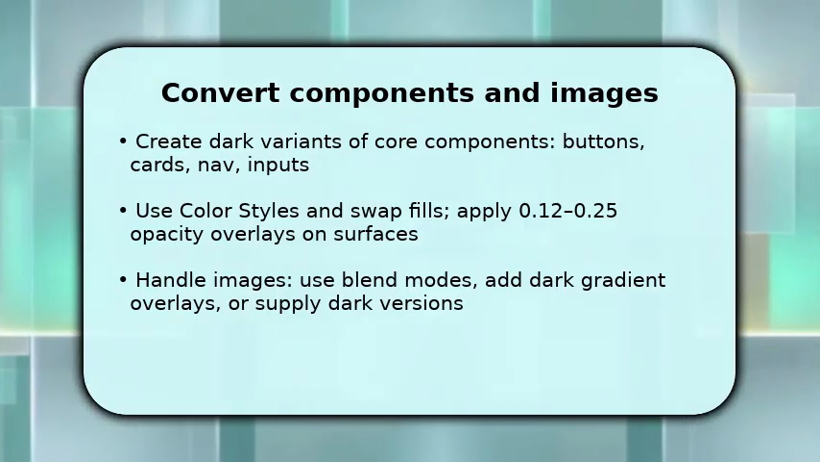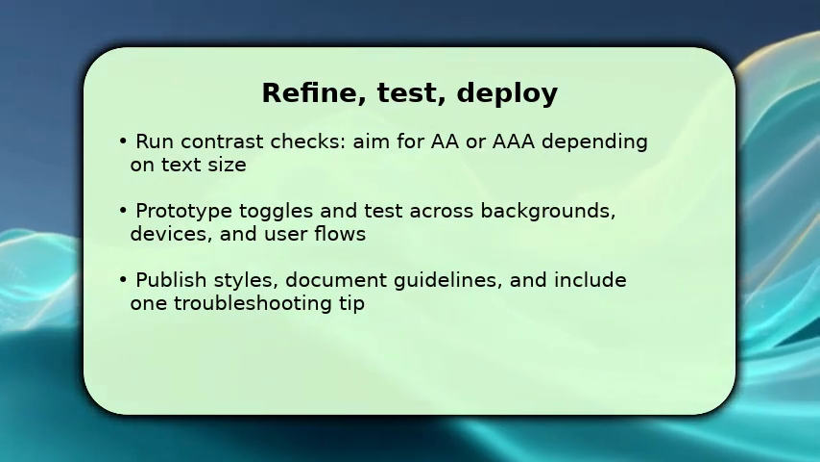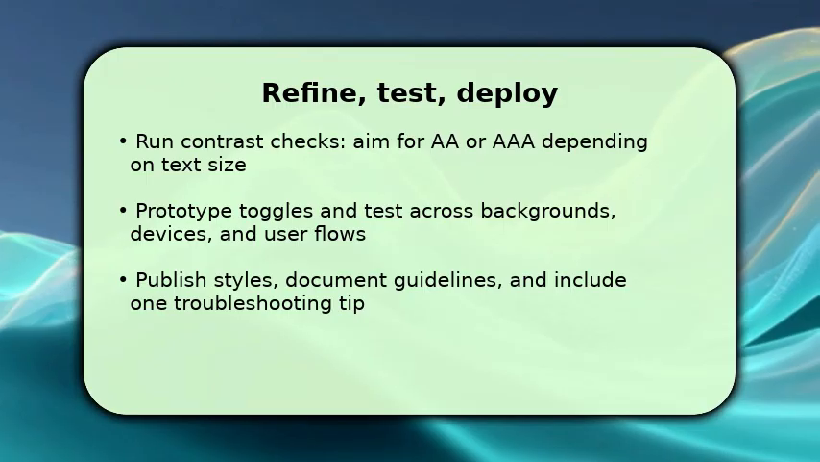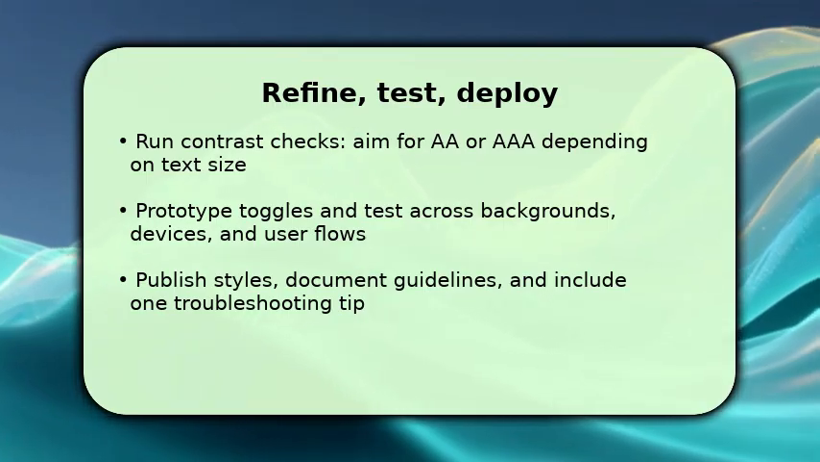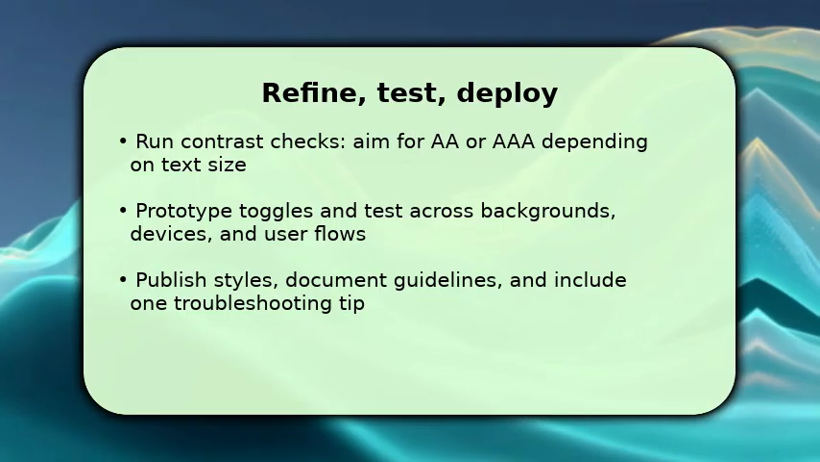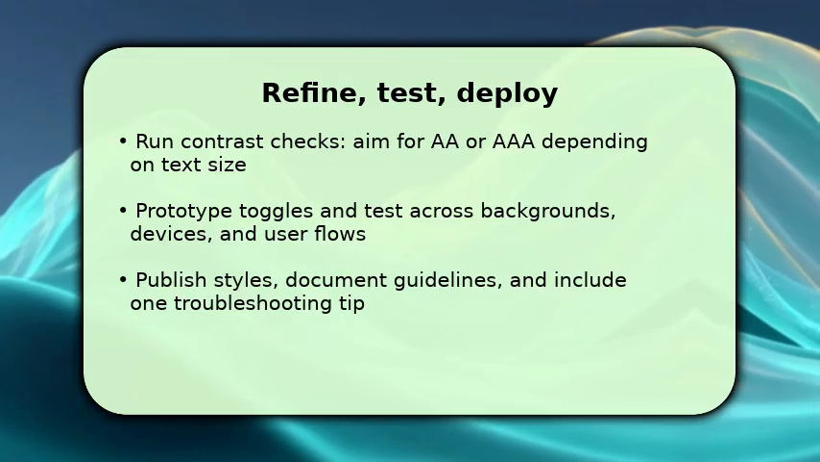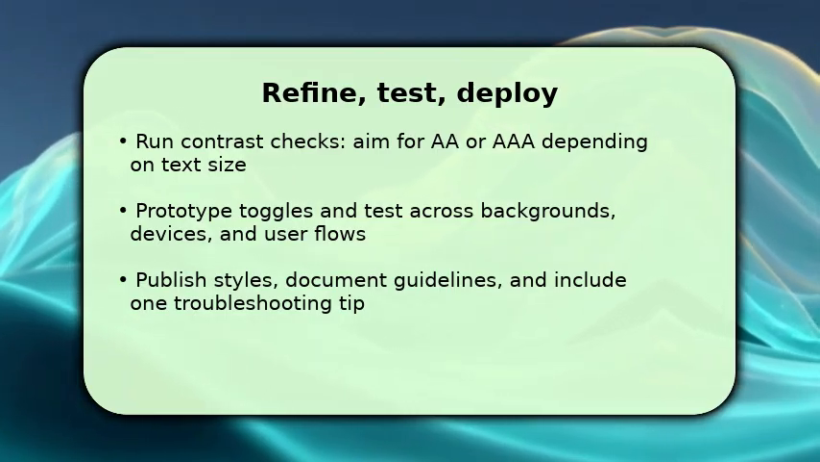Finish by refining contrast and accessibility. Run contrast checks and aim for at least AA for body text, higher for small UI elements. Then prototype a theme toggle and test flows across device sizes and various backgrounds to catch edge cases. Publish your color styles and component library so teams can adopt dark mode seamlessly.